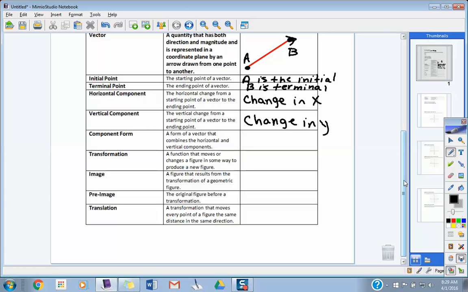Okay, so the next one right here talks about component form. Component form is a form of a vector that combines the horizontal and vertical components, okay? It's basically a situation where you say, here's a vector. If I drew this up here from start to finish, let's say that the distance going this way was maybe 6, and maybe the distance going this way was 4. You would write that component form of a vector as follows. You're going to put something like this right here.